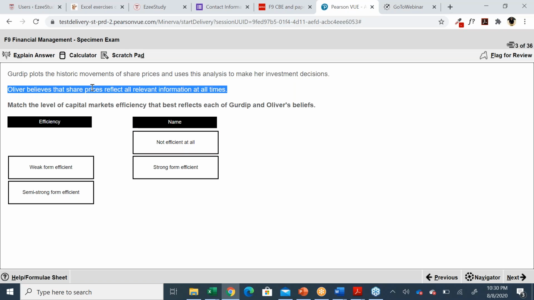Daniel, yes, if the stock market has the historic information reflected in the prices, it means it's the weak form, if it only has the historic information. Gurdeep believes that the stock market does not even know about the historic movements. So she believes that the stock market has no efficiency at all.